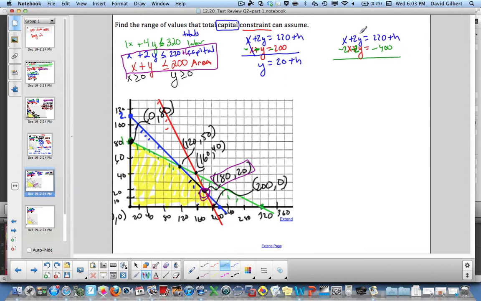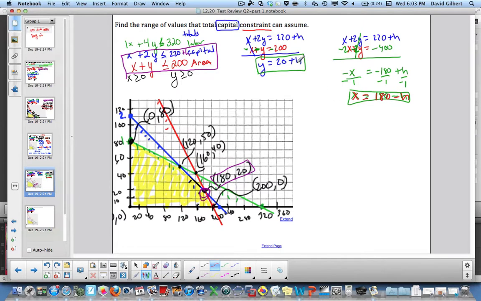Alright, now I add those. That will eliminate the y's, because 2y minus 2y is 0. X minus 2x is going to be a minus x. 220 minus 400 is going to be a minus 180, and then that's plus h. I want a positive x, so I divide everything by a -1. And I'm going to get x equals positive 180 minus h. Alright, so those are the coordinates of where these two lines meet.